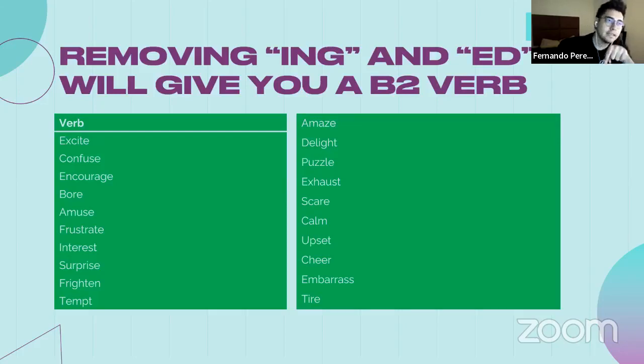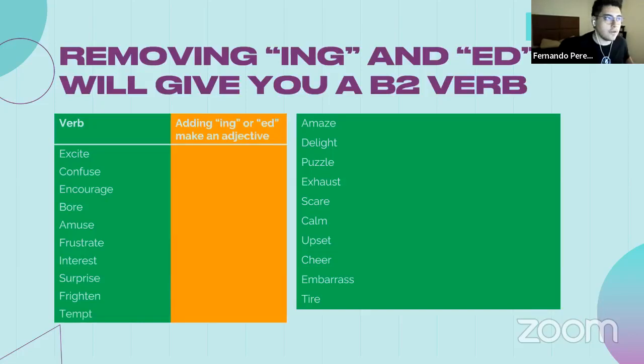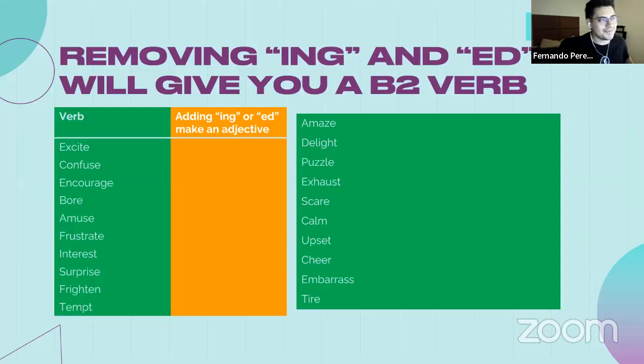Okay, and from this list of verbs, you can create an adjective, all of them, adding ing or ed. And this is the part that you know. This part is easy. Excite, exciting, and excited.